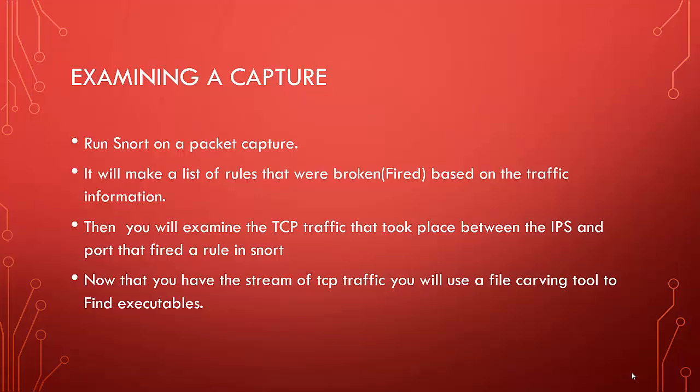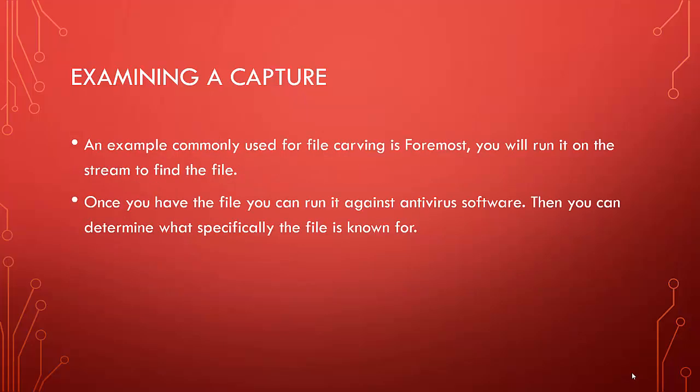Then you can take that and examine the TCP traffic that took place between the IPs and the port that fired the rule in Snort. Now that you have the stream of the TCP traffic, you can use a file carving tool to find any executables that were exchanged or transferred during that time period. An example of a commonly used file carving tool is Foremost. You can run it and it'll stream you right to the file. That makes it pretty simple, so you can then take that file, find out where it was placed, and run it against anti-malware or antivirus software, and it'll tell you what kind of file that is.